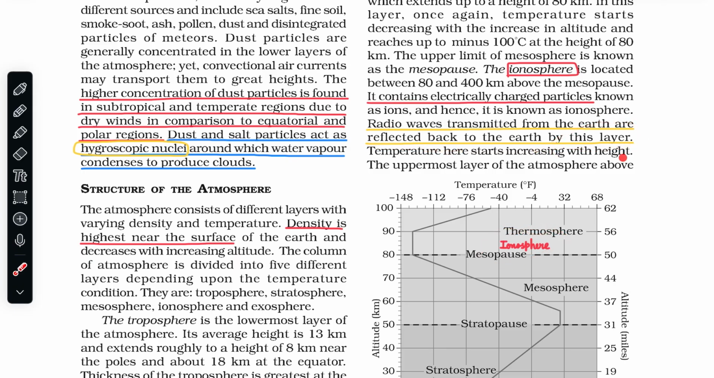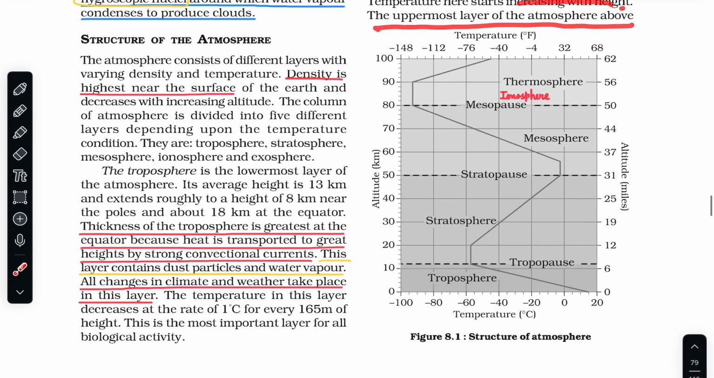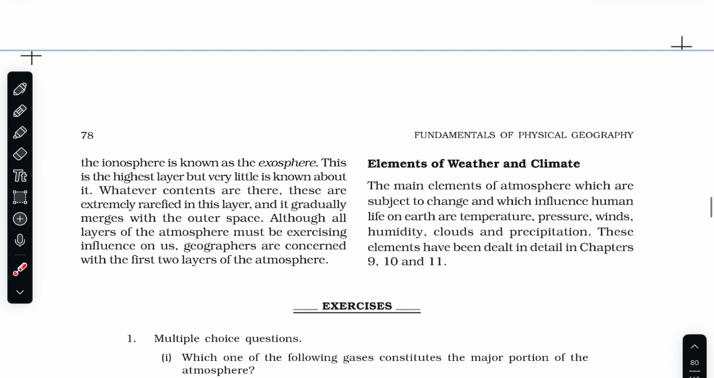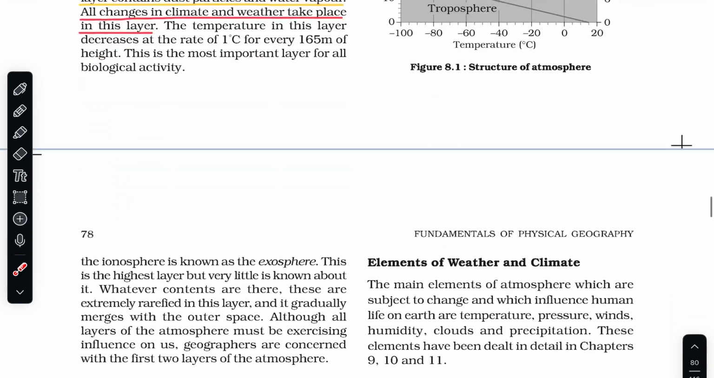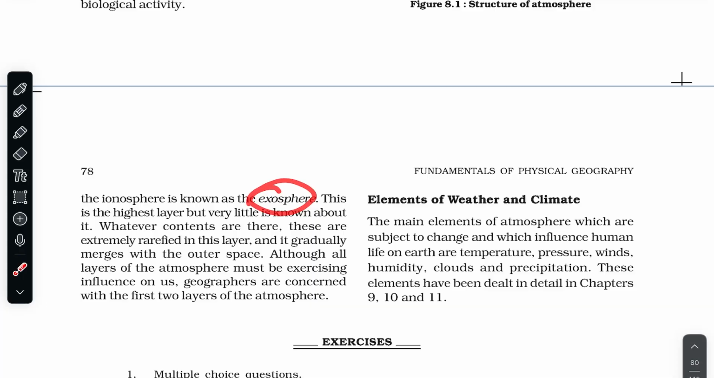Temperature here starts increasing with height. The uppermost layer of the atmosphere above the ionosphere is known as the exosphere. This is the highest layer. Very little is known about it. Whatever contents are there, they are extremely rarefied in this layer and it gradually merges into the outer space.